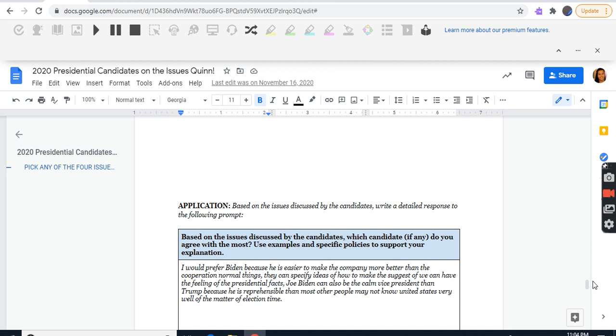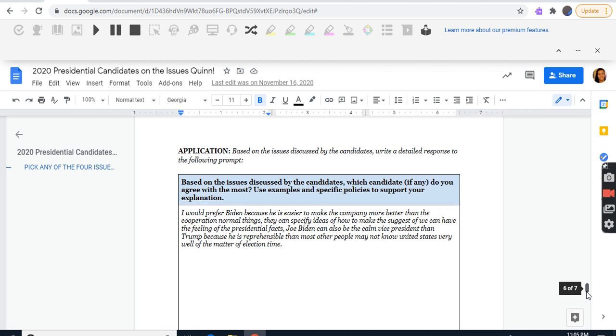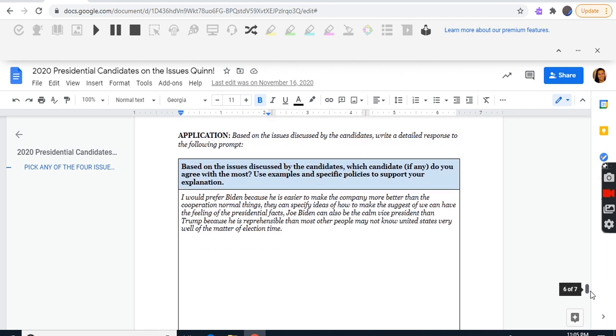Based on the issues discussed by the candidates, write a detailed response to the following prompt. Based on the issues discussed by the candidates, which candidates, if any, do you agree with the most? Use examples from the specific policies to support your explanation.